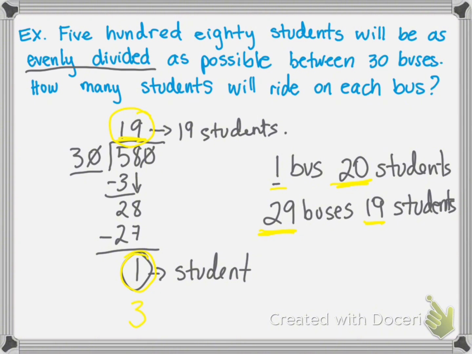Okay? So imagine if there were 3 students that were left here that we still had to put, then there would be 3 buses with 20 students, because we want to do this as evenly as possible. So we want to put 1 student more in each bus. And then we would have to subtract 30 minus 3, so 27 buses. We always want this total of buses to be the original, which is 30. And those leftover 27 buses would have the 19 students.